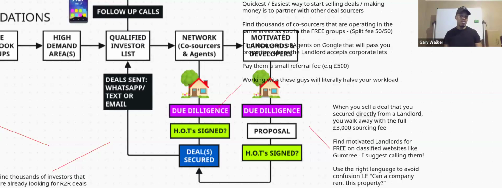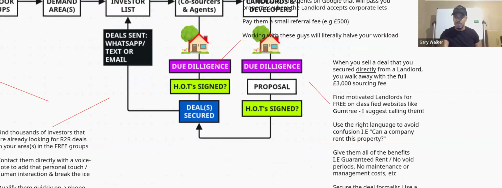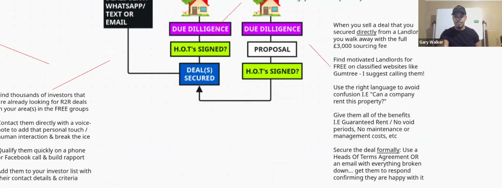And the conversation you're going to have with those landlords, and okay, this part is actually still okay to go through. So when you sell a deal that you secured directly from a landlord, you walk away with the full £3,000 fee. I think I mentioned that earlier. That's, of course, if you're selling it to your own investor. So this is really the part of the process where you make the most money. And I think that's why a lot of people rush to try and do that part, not realizing that although it's the part you make the most money, it's the part that maybe takes the longest to do if you go down that route, right?